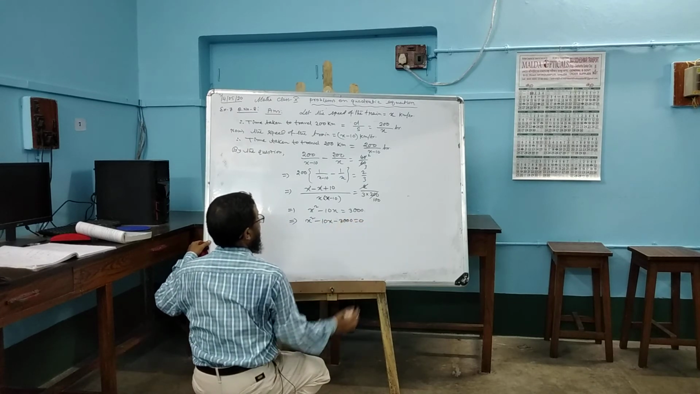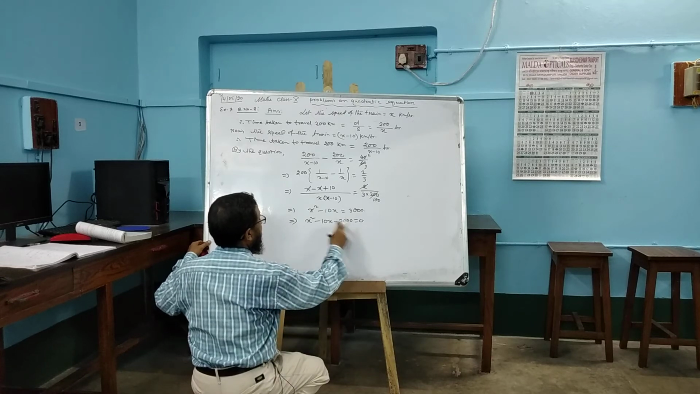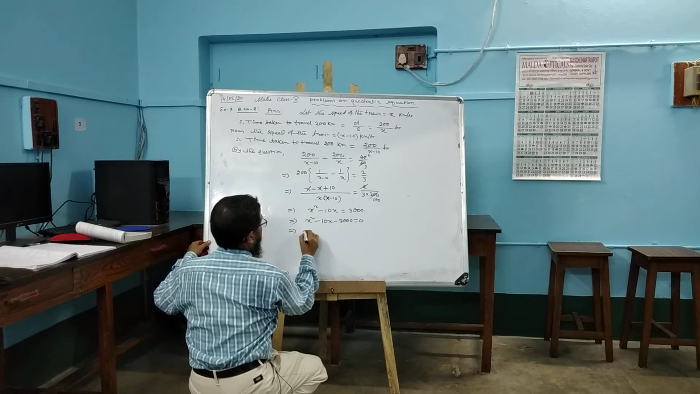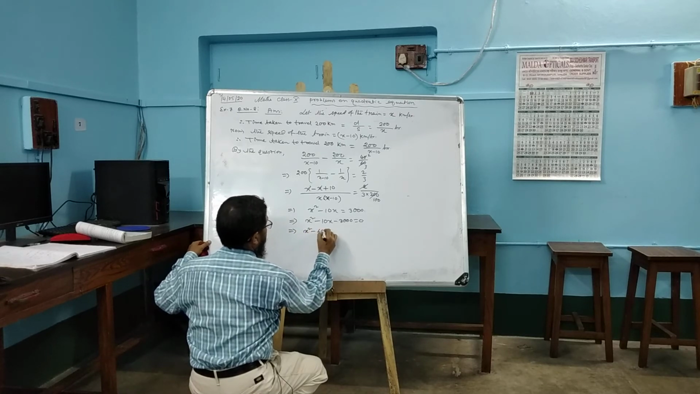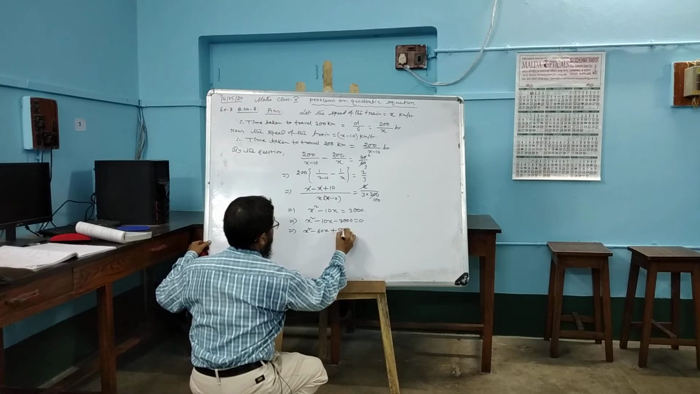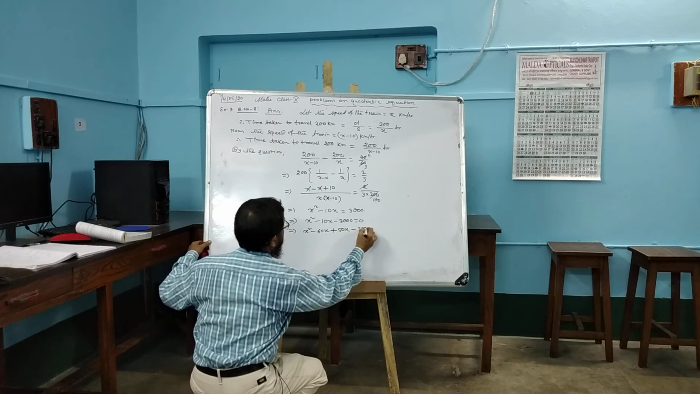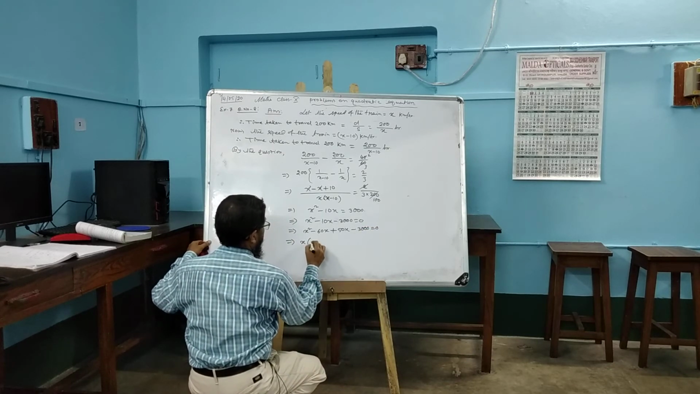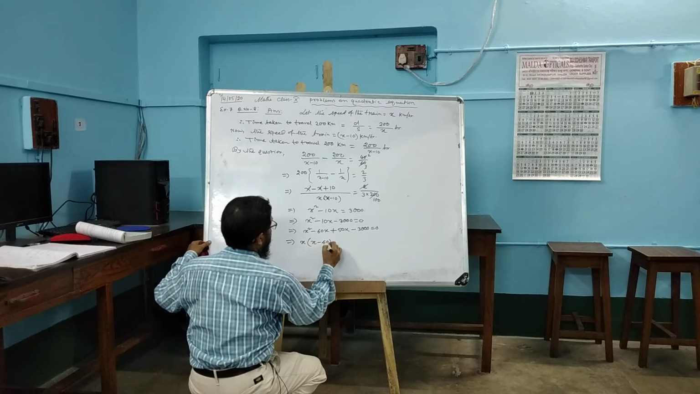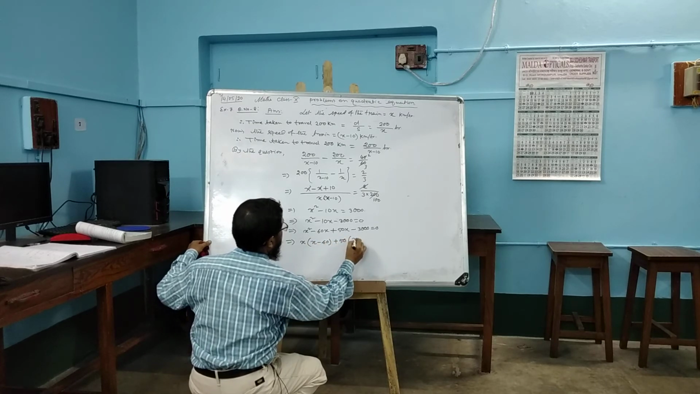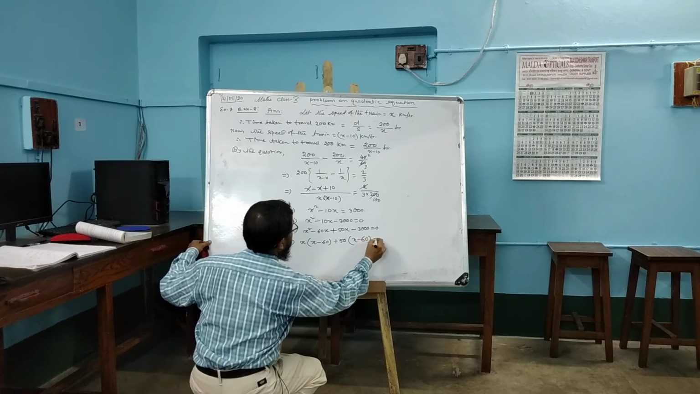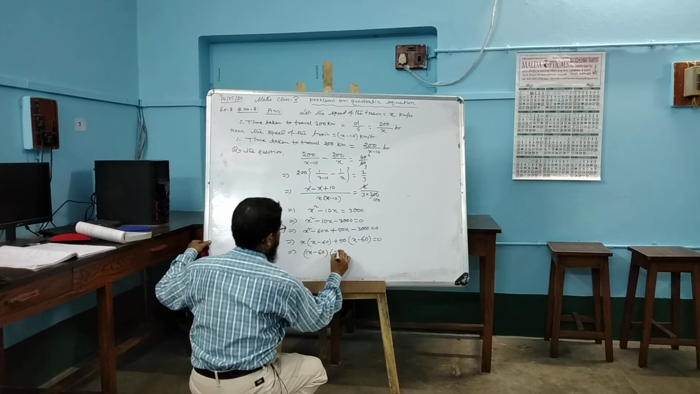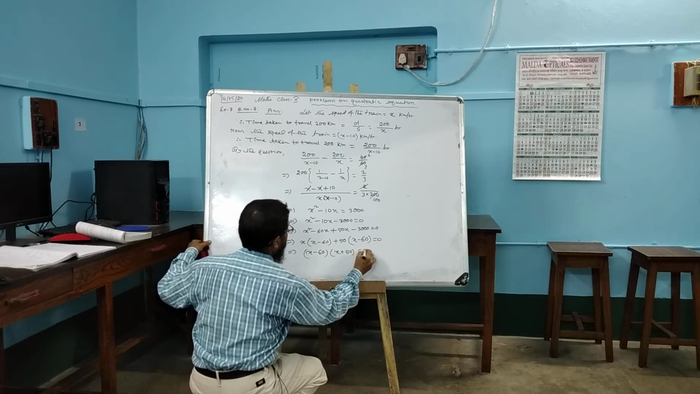Now we have to factorize this. 60 into 50, that will be 3000. 60 minus 50 equal to 10. x square minus 60x plus 50x minus 3000 equal to 0, x into x minus 60 plus 50 into x minus 60, implies x minus 60 into x plus 50 equal to 0.